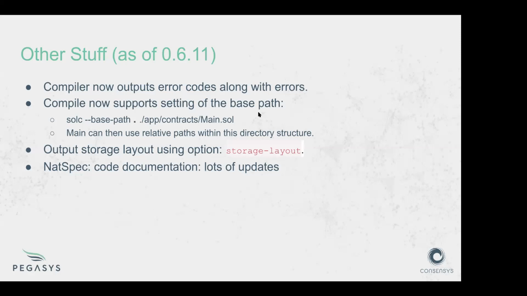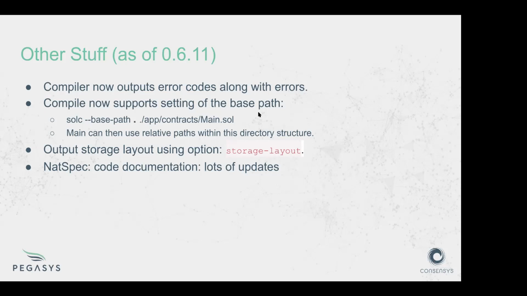For people who are working on projects which have multiple directories and multiple groupings, and I know the Pegasus Team X R&D team ran into this problem, they've added base path. So that should allow the contracts to do greater relative paths into, say, access contracts that are in different parts of a source tree when you're doing development with some common code and other modules. You can also output the storage layout now using the storage layout option.